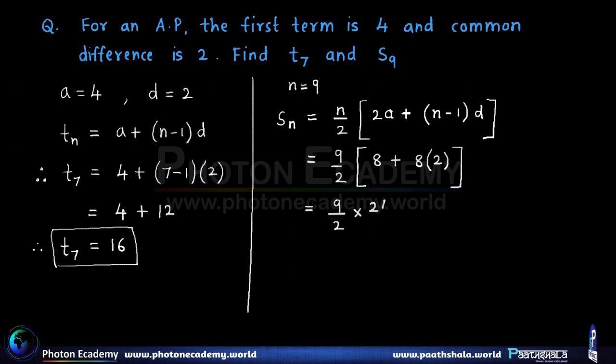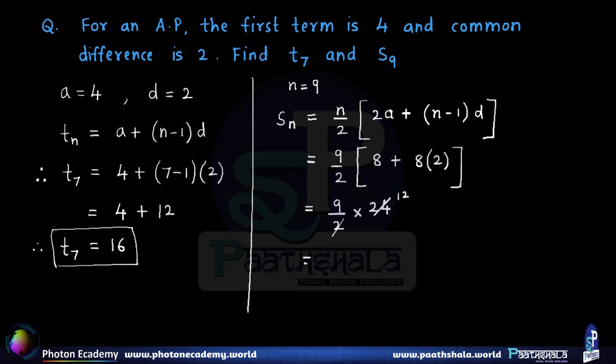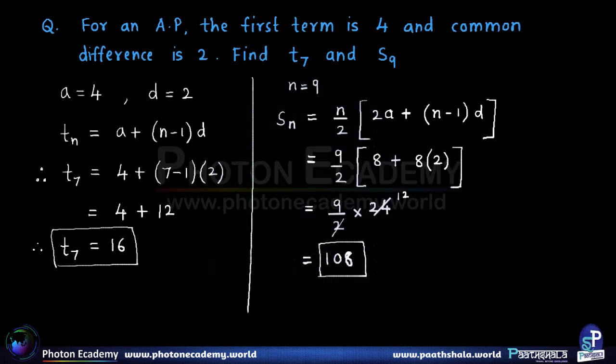So cancelling 2, we have a factor of 12. So that gives us 9 into 12 as nothing but 108. So therefore the required sum is nothing but 108. Right. Now let's go ahead to the next question.